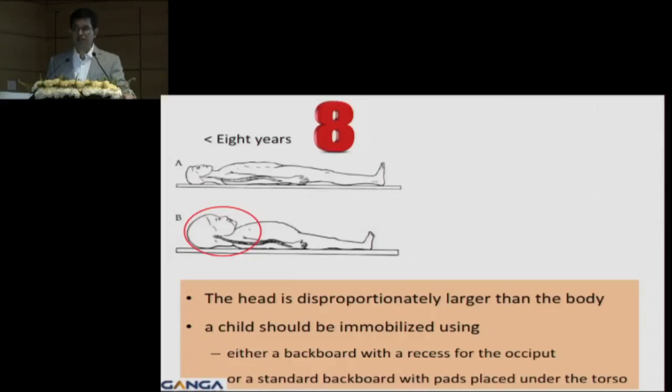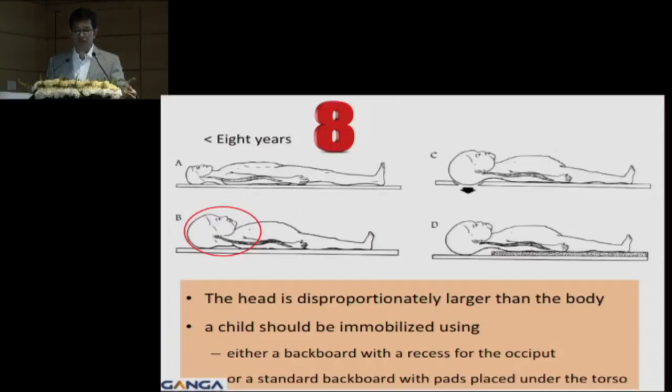One key thing when you examine these children in casualty: if a child is less than 8 years, because of the larger head, don't place the child on the normal spine board, as the head goes into flexion and the injury gets worsened. Keep the child where you can have an adequate additional backboard under the torso, or a recess under the occiput, so that the neck is placed in extension.